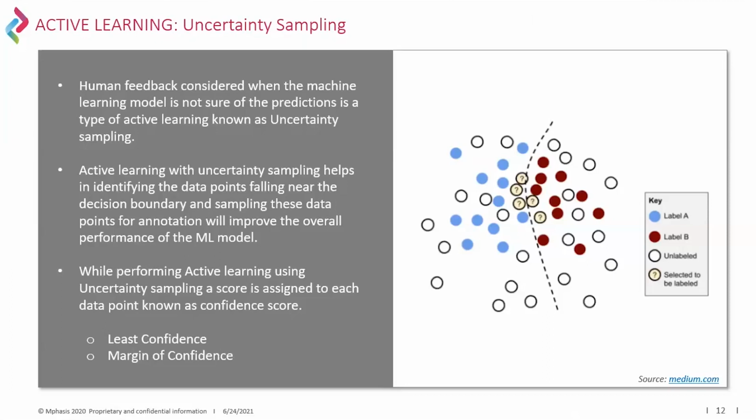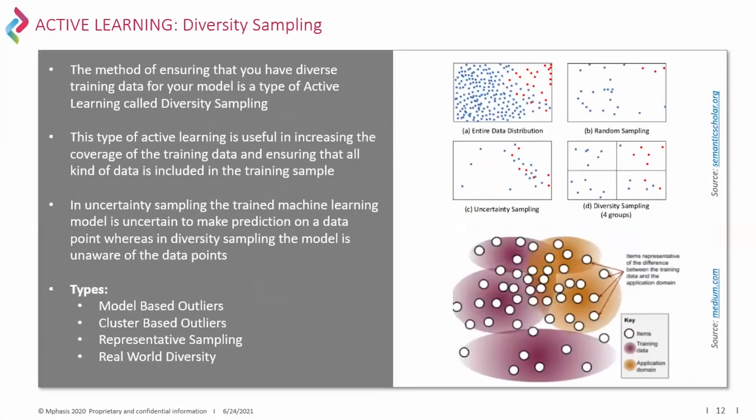Now, moving forward to the next algorithm, which is active learning with diversity sampling. Active learning with diversity sampling ensures that the training data for the machine learning model will have a diverse set of data points. This kind of active learning technique is used to increase the coverage of the training data and ensure that all kinds of features or data points are selected in your training sample. So let us understand it using an example and the diagram on the right.